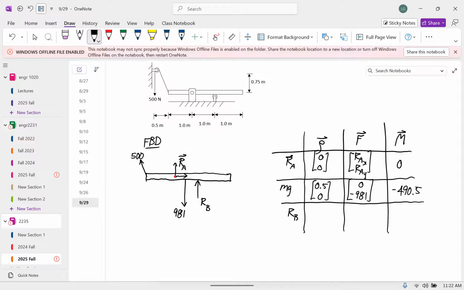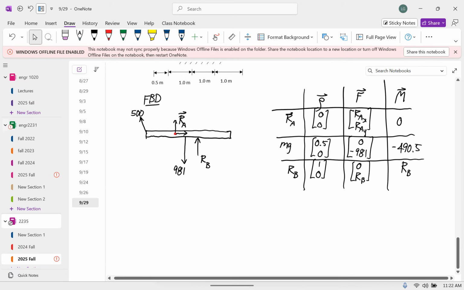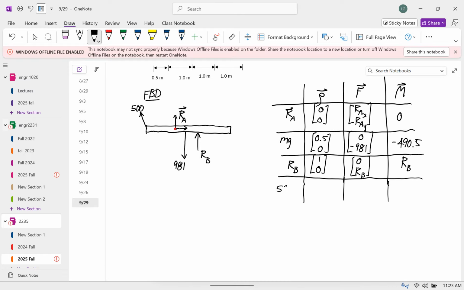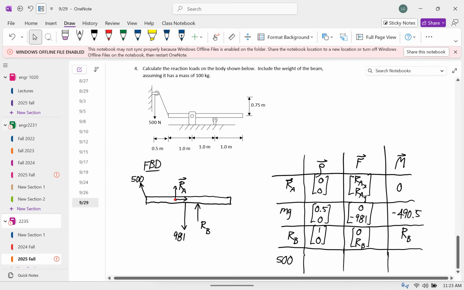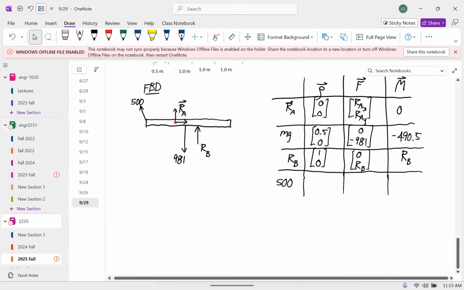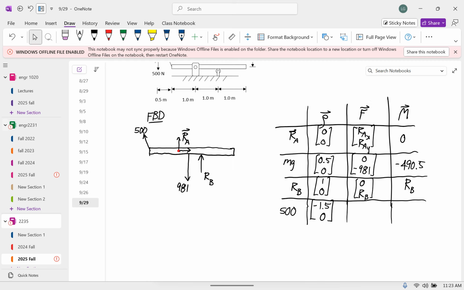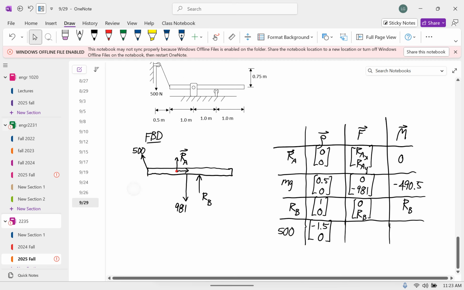Then RB, that rho vector is 1, 0. Force vector is 0, RB. And then the last one is the 500 Newton force. That rho vector is negative 1.5, 0. And now we have to think about this force vector. Isn't it just negative 1? Yes, sorry.